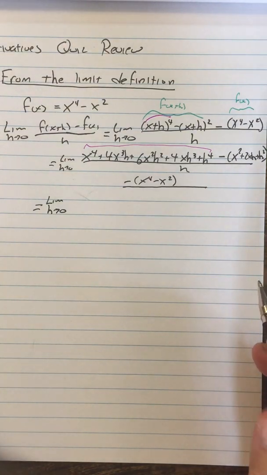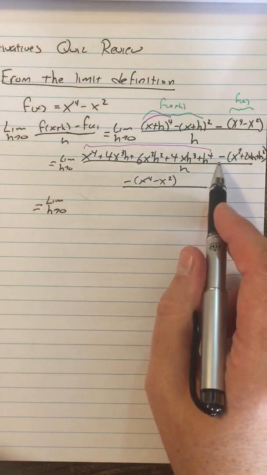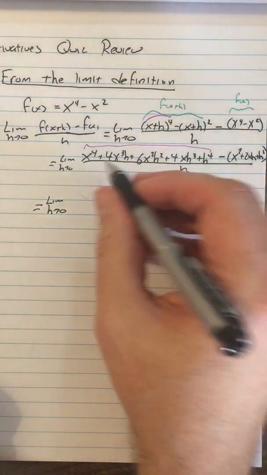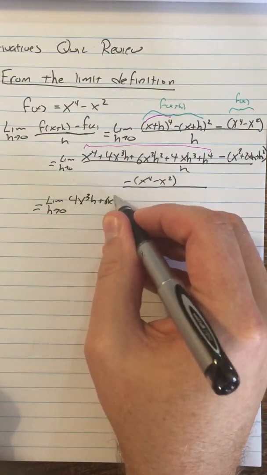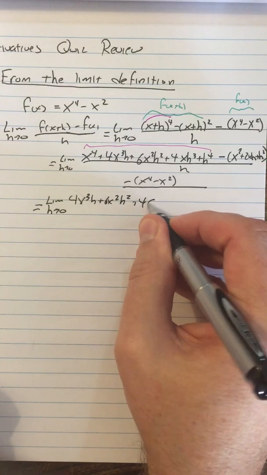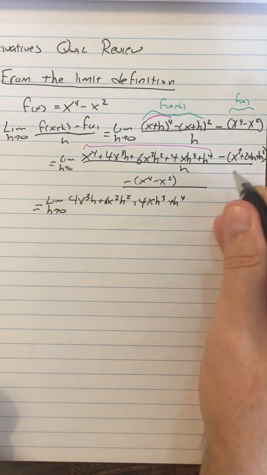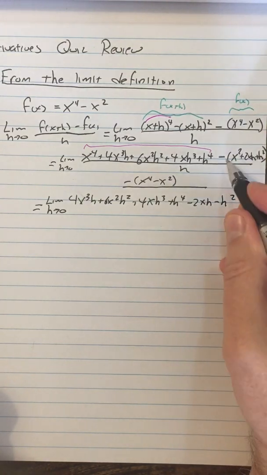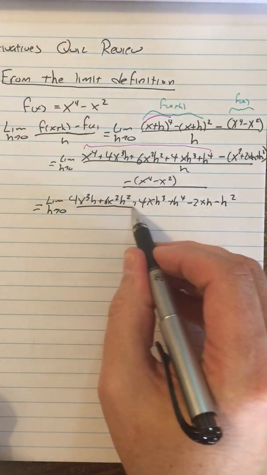You can just right away immediately observe what's going to cancel, the x fourth minus the x fourth, the minus x squared plus x squared. Or you can do that in a separate step. So I'm going to just cancel those. 4x cubed h plus 6x squared h squared plus 4x h cubed plus h fourth. The minus x squared cancels, so I have minus 2xh minus h squared, being careful to distribute the minus sign here. All right, and then my denominator is h.